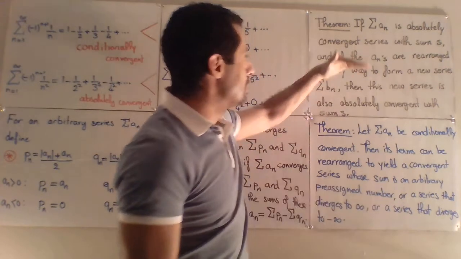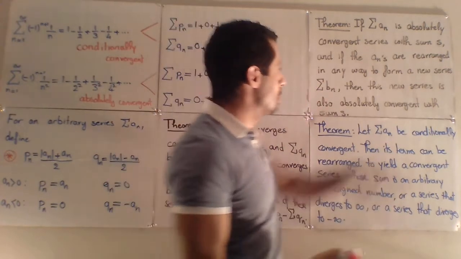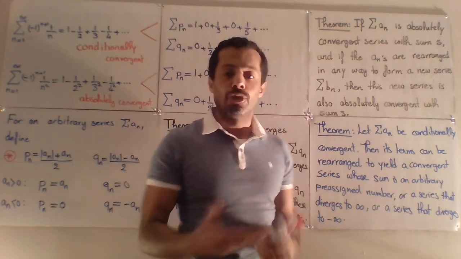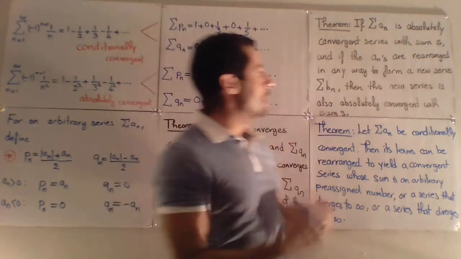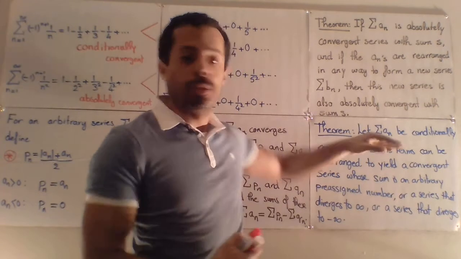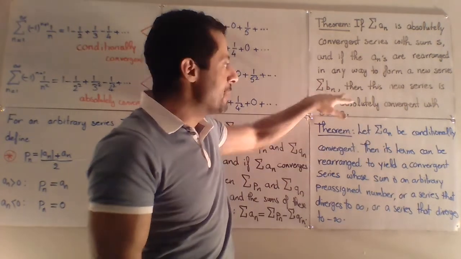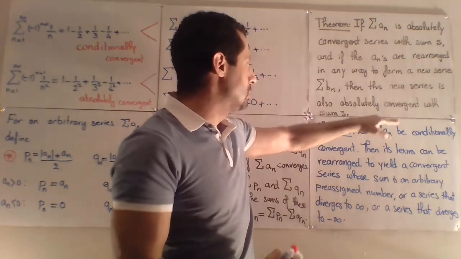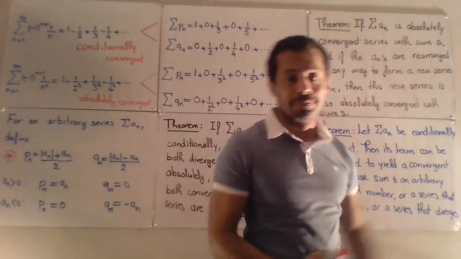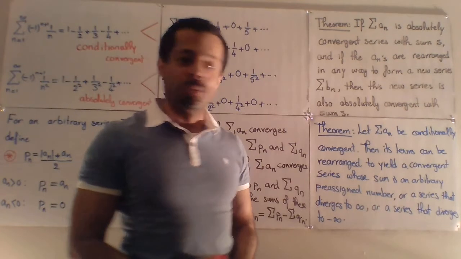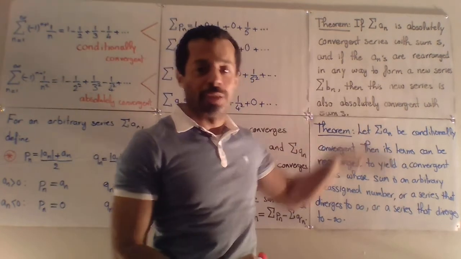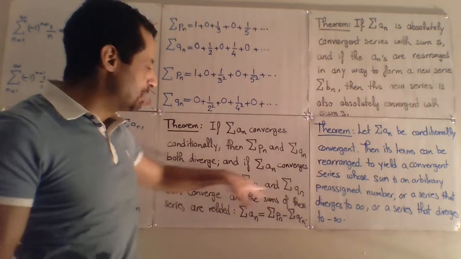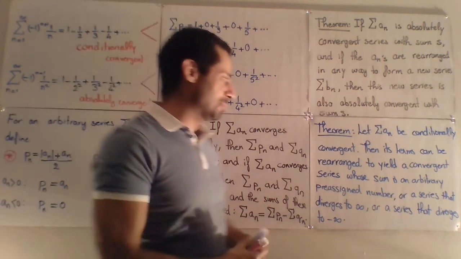This theorem says that if sigma An is absolutely convergent with sum S, and if the terms of the series are rearranged in any way to form a new series, let's call it sigma Bn, then this new series is also absolutely convergent and will have the same sum S. The proof of this theorem, which I don't show here, again uses these two nice series, sigma Pn and sigma Qn.